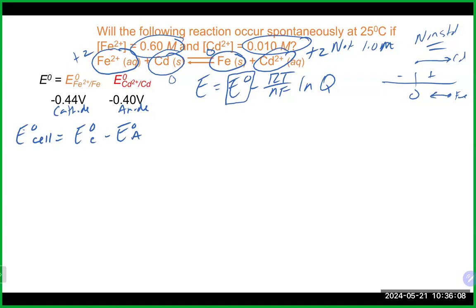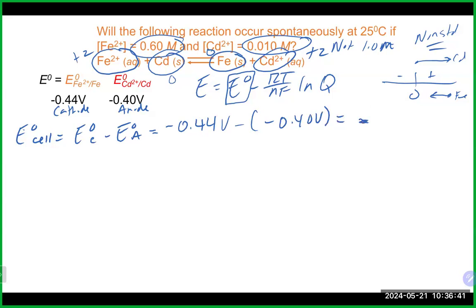Questions on that? All right, so now that we know that, in my case here, I'm not going to change the sign because I'm just going to subtract them. If you do want to change the sign, then remember you should add them. So I'm going to take my cathode, which is minus 0.44 volts, minus a minus 0.4 volts. That, again, will change the sign for my anode for me.